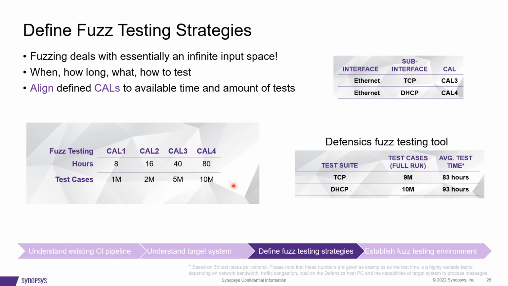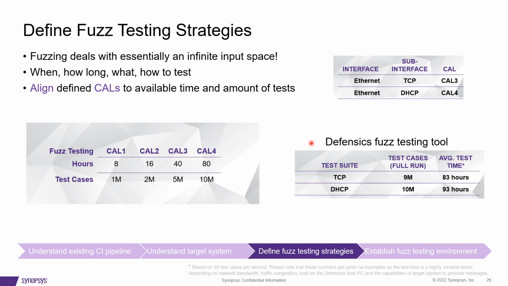But let's take an example from the previous slide where we had, for example, interface Ethernet, subinterface TCP, and DHCP. TCP we had assigned CAL 3, which means that we should do 40 hours of testing or 5 million test cases. And DHCP we had assigned CAL 4, which means that we should do 80 hours of testing or 10 million test cases.